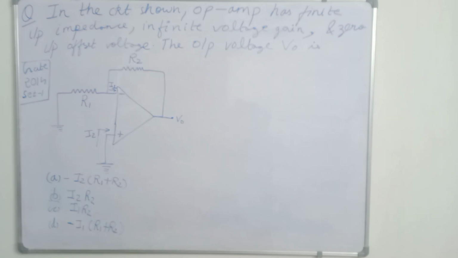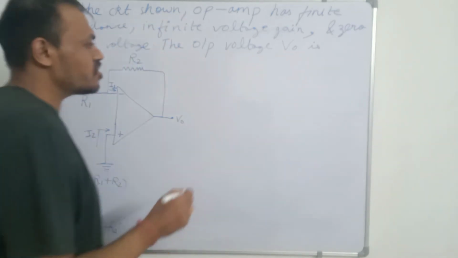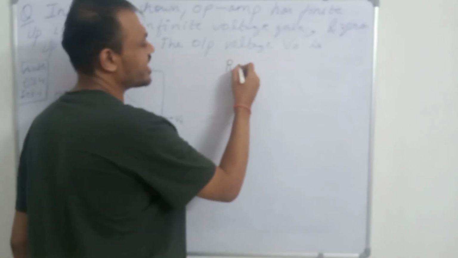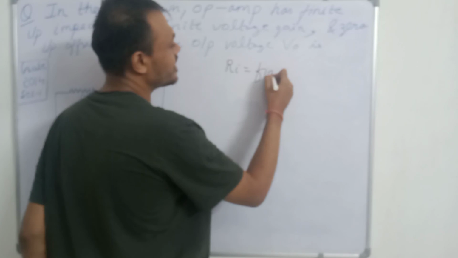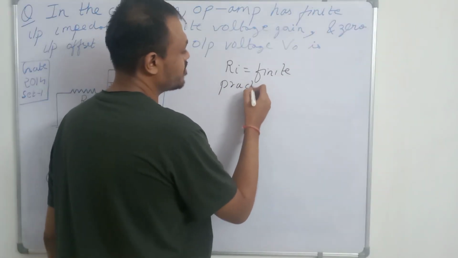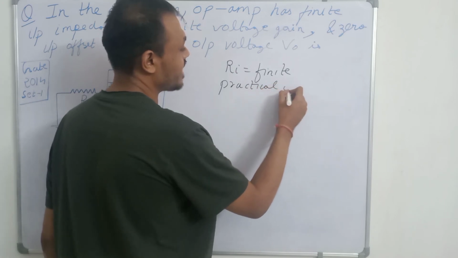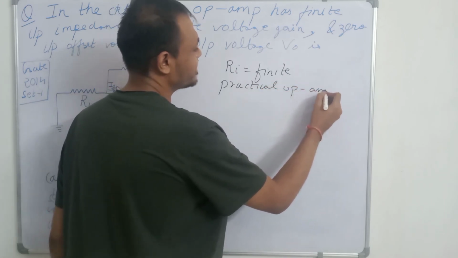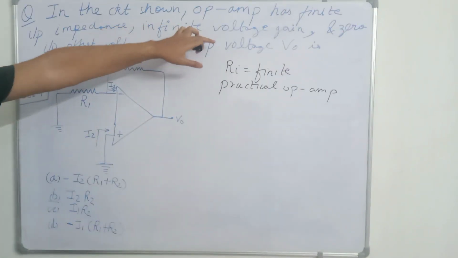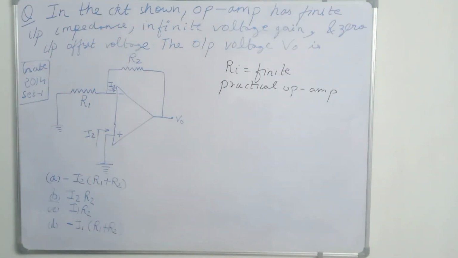This question is from GATE 2014 set 1. It says that in the circuit shown, the op amp has finite input impedance. So the op amp does not have infinite input impedance, Ri is finite. So this is not an ideal op amp, this is a practical op amp. An ideal op amp has infinite input impedance, infinite voltage gain and zero input offset voltage.